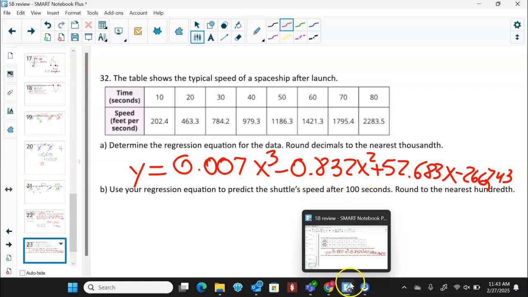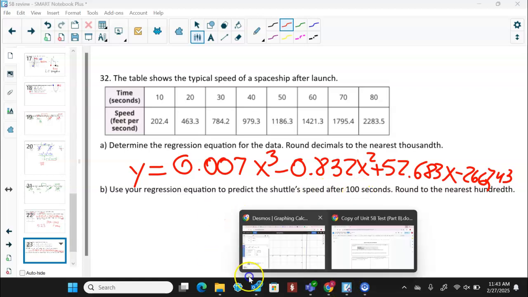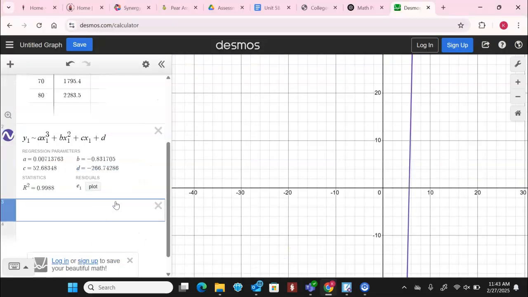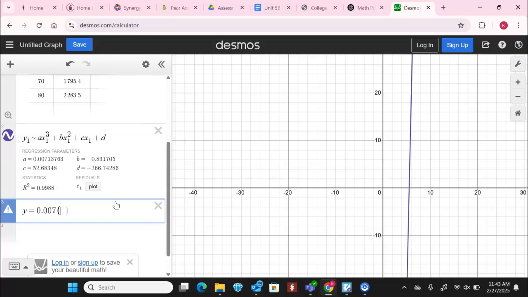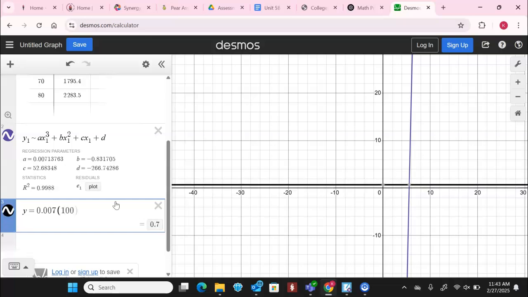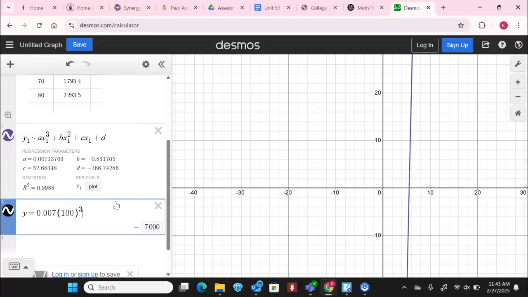So we're going to plug in this 100 instead of the x. Once again, you are going to post this equation right here, y equals, with the new values of a, b, and c, so 0.07. And then instead of the x, you're going to put 100 and make sure you cube it. And then you're going to subtract 0.832. And again, put 100. And now you're going to square it.